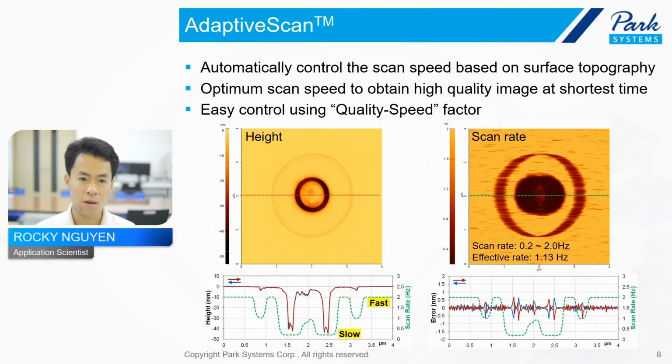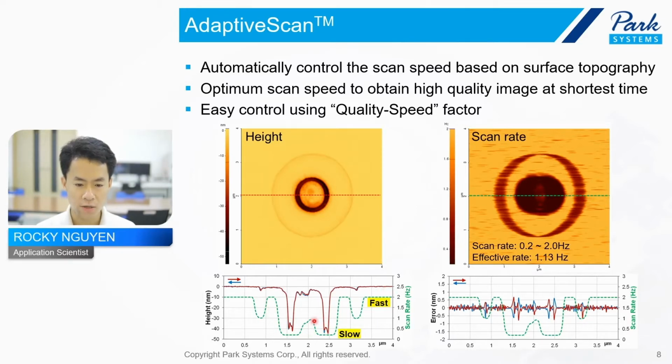So about the AdaptiveScan function. This is a function to automatically control the scan speed based on the variation of the sample surface. In this example, this is the height along with the scan rate during the scanning. And you can see the AdaptiveScan function will vary the scan speed as the tip moves from the flat region to the valley region on the sample surface.